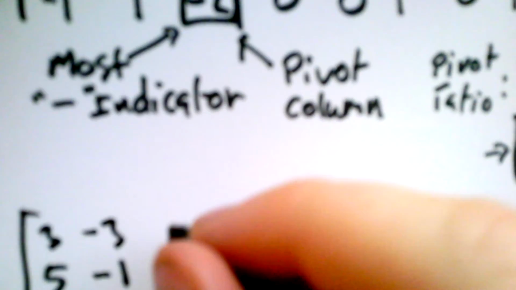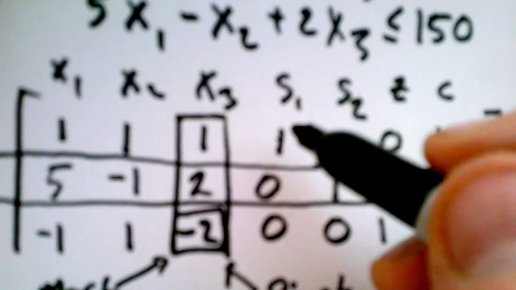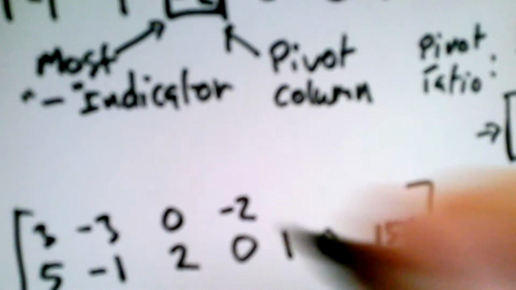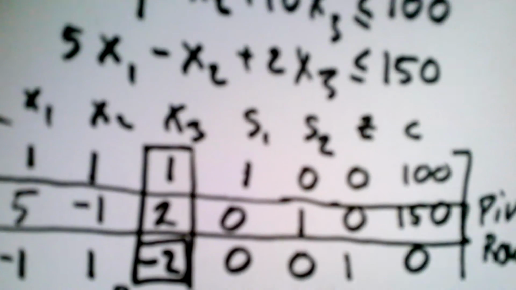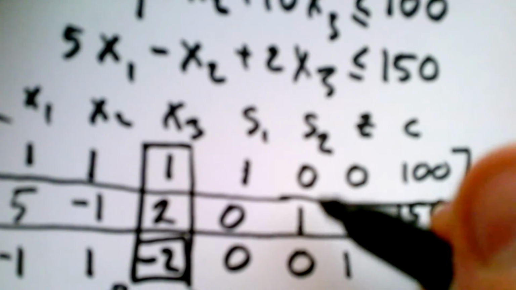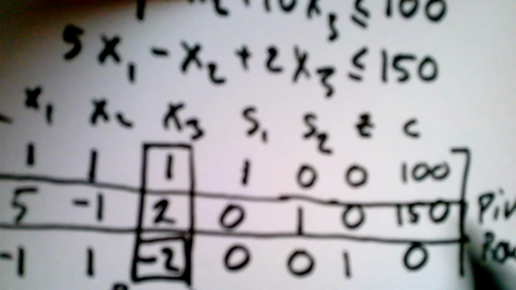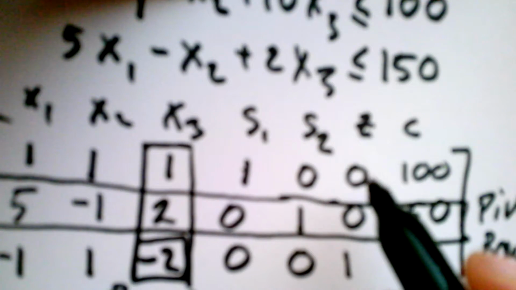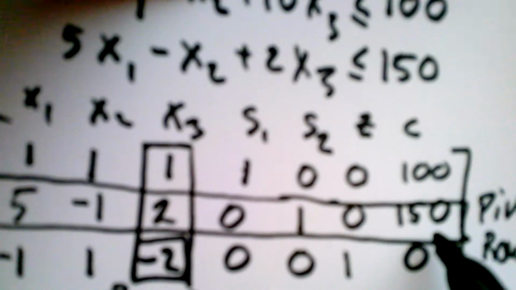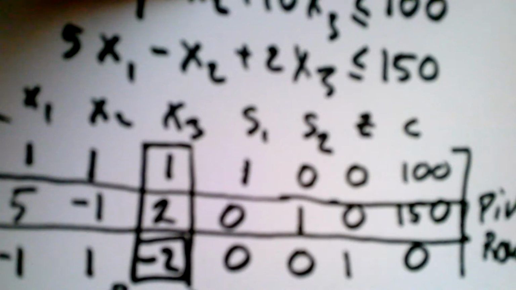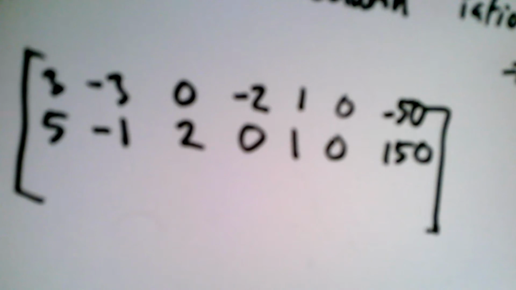2 minus 2 times 1 is 0. 0 minus 2 times 1 is -2. 1 minus 2 times 0 is 1. 0 minus 2 times 0 is 0. 150 minus 2 times 100 is 150 minus 200, which is -50. And I've copied them across on my top row of my matrix.